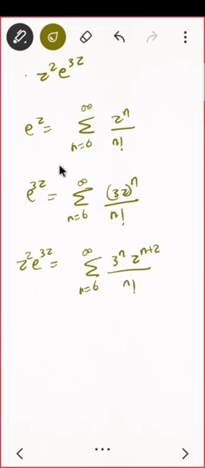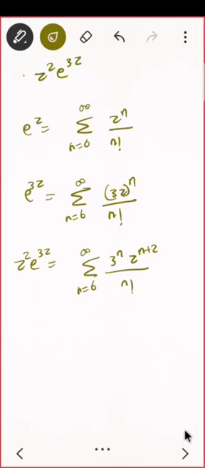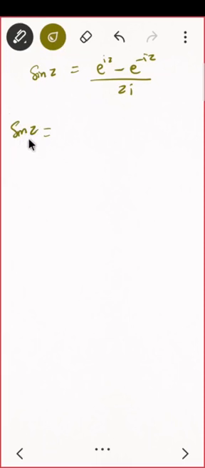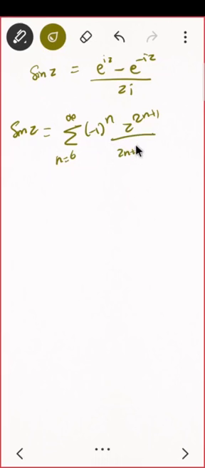Correct? And one more thing, suppose you want to find the expansion of sine z. You know that sine z can be written as e raised to iz minus e raised to minus iz upon 2i. So by using e raised to iz and e raised to minus iz, you'll see that only odd terms will survive. Even directly also you can do. Then the answer will be only the odd terms. That is summation n equal to 0 to infinity minus 1 raised to n z raised to 2n plus 1 upon 2n plus 1 factorial. Correct?